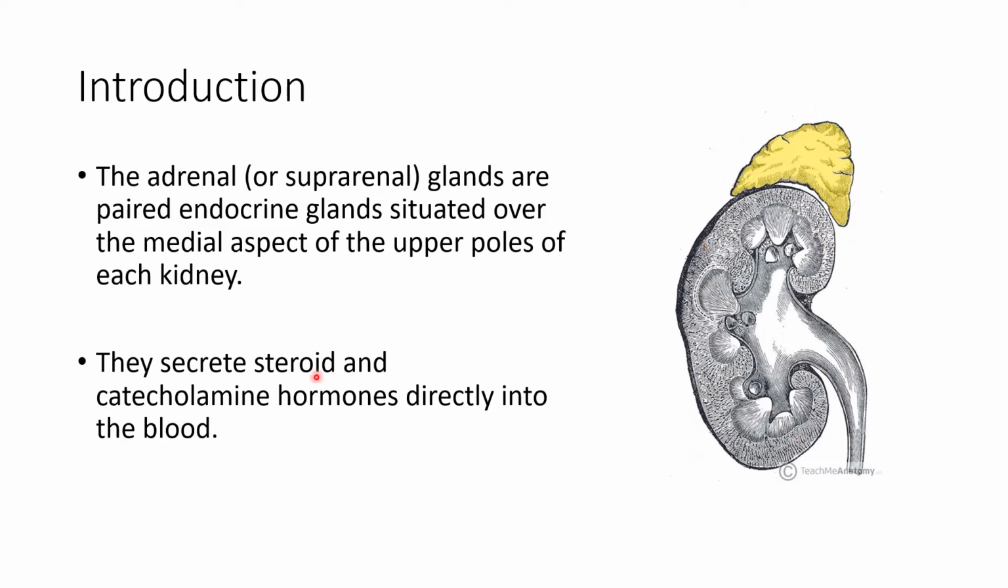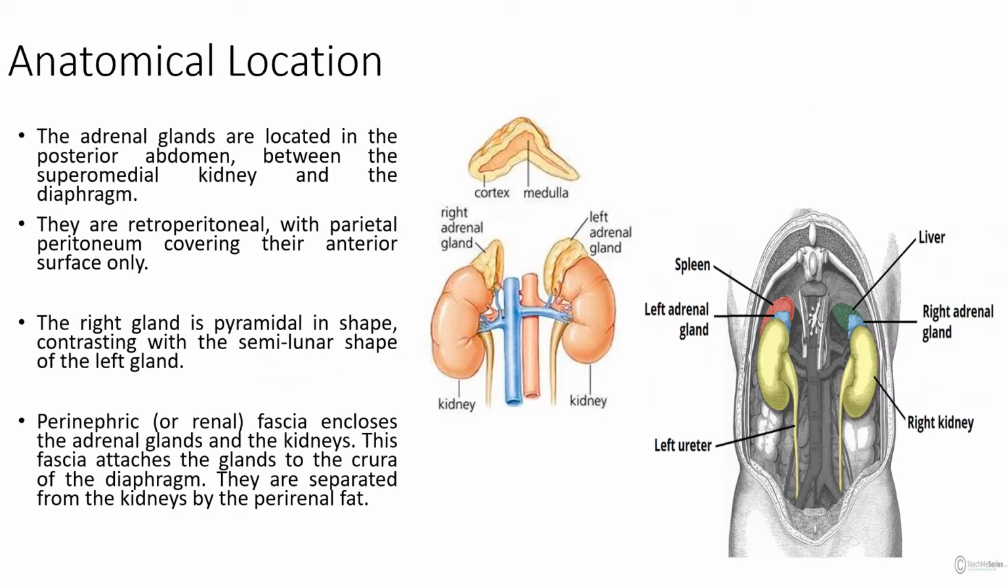They secrete steroid and catecholamine hormones directly into the blood. About anatomical location: these glands are located in the posterior abdomen between the superior medial kidney and the diaphragm. These glands are in the posterior part of the abdomen between the kidney and the diaphragm of that particular side.